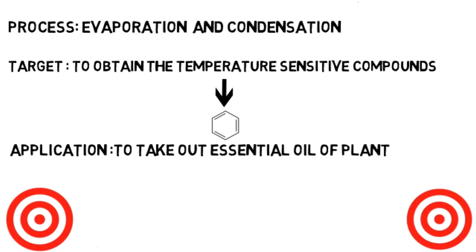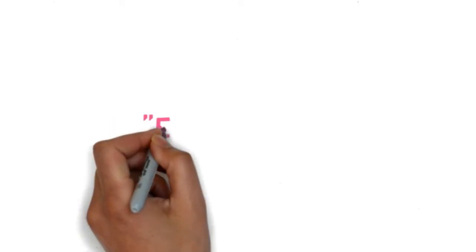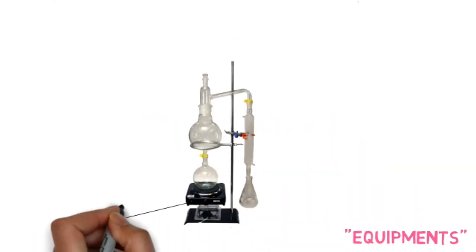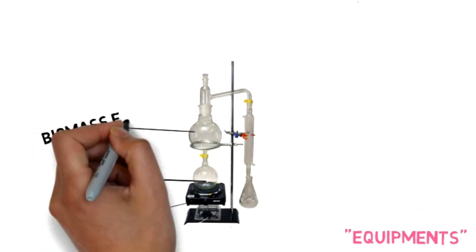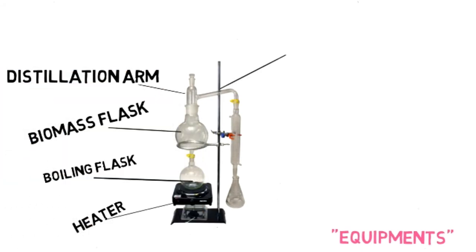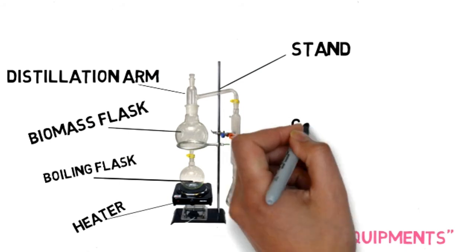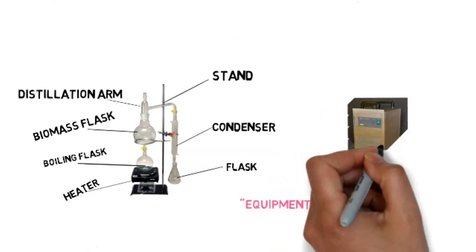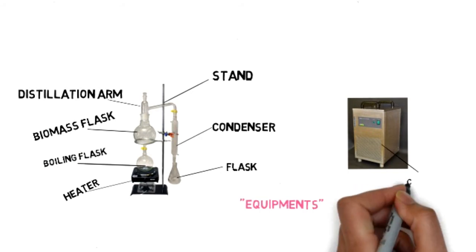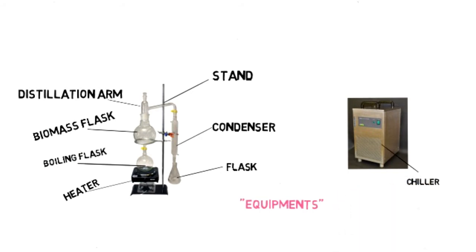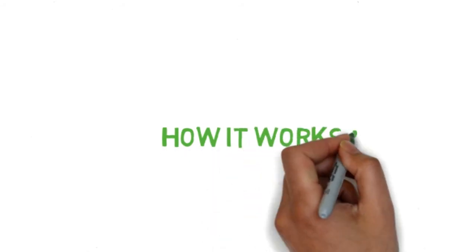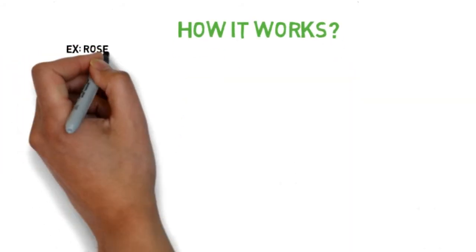That's the principle. Next are the equipments used in steam distillation, which are heater, boiling flask, biomass flask, distillation arm, stand, condenser, and any flask as a container for the flavor, and last but not least, a chiller for the condensation process. Now, I'm going to explain the procedures of steam distillation. In this case, we use rosemary as an example.